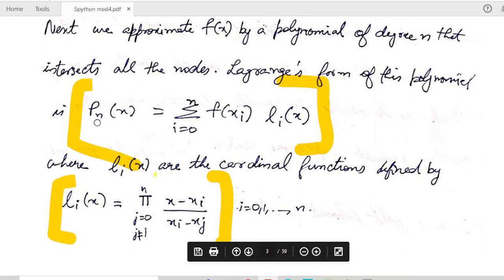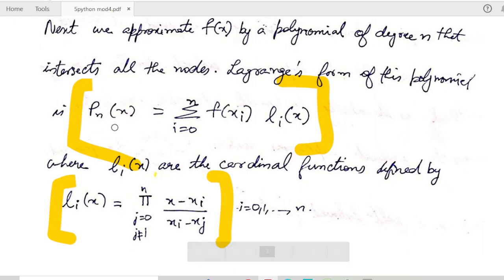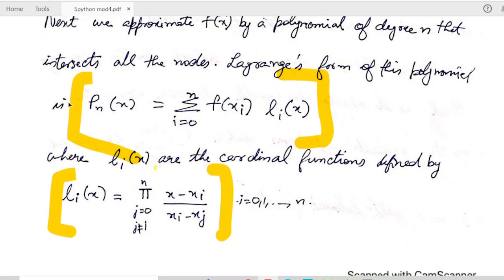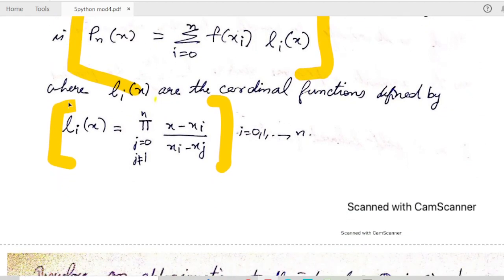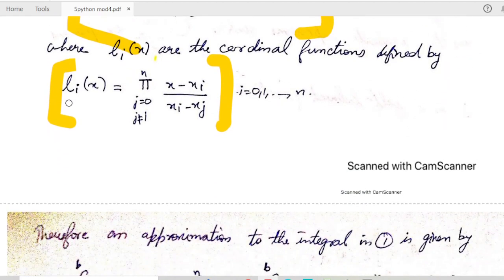So what is Pn of x? Pn of x is the approximate value of our function f of x. Okay. So by using this, we are going to derive our Newton-Cotes formula.